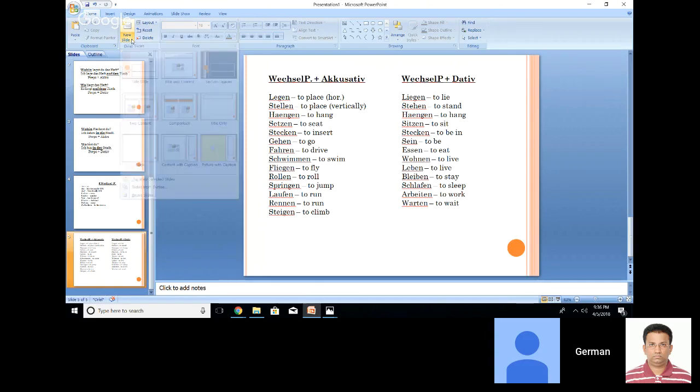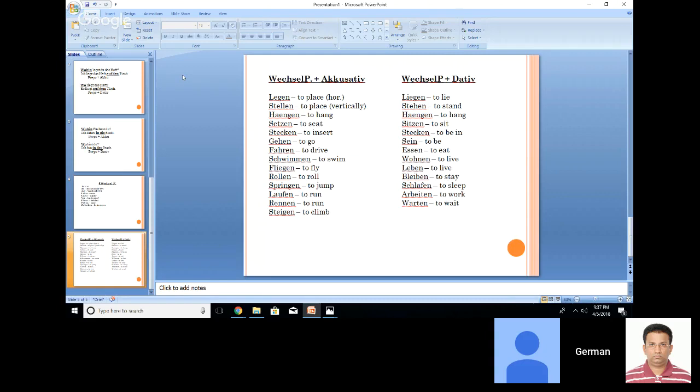Would this still be taking accusative if they are in perfect? For example, if from stellen we use gestellt, so it is already placed. Yes. Even in that case, we use accusative case.